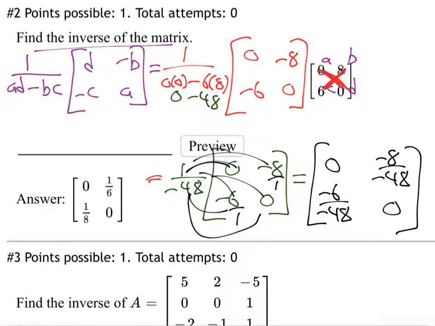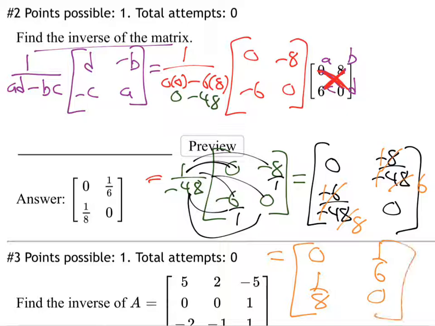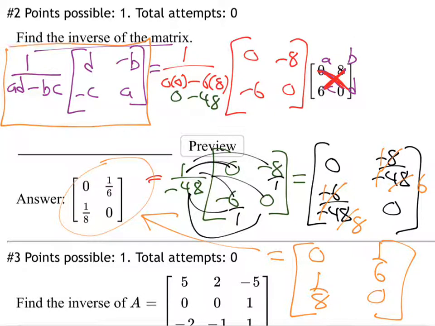One more step. Let's clean this up. So 0. Two negatives make positive. 8 goes into 48 6 times, so 1/6. Two negatives make positive. 6 goes into 48 8 times, so 1/8. 0. There we go, just like they said here. There is the inverse of that matrix. That's how we find the inverse of a matrix using this formula right here.